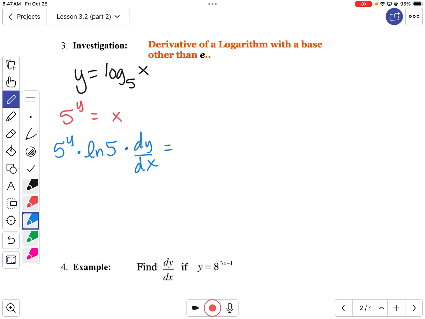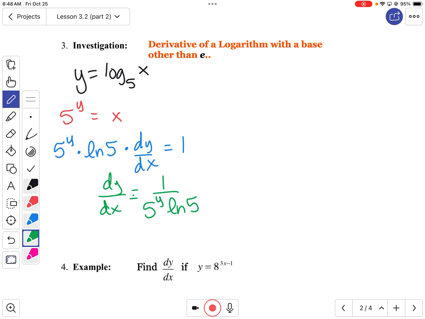And the derivative of x? 1. Okay. We want to get dy/dx by itself. Okay. So let's do that. So dy/dx is going to equal 1 over 5 to the y ln of 5, right?